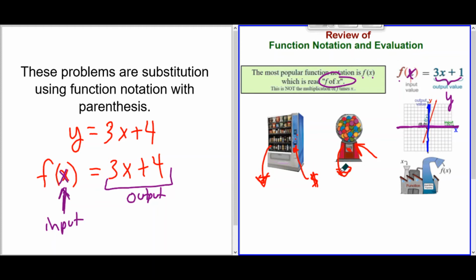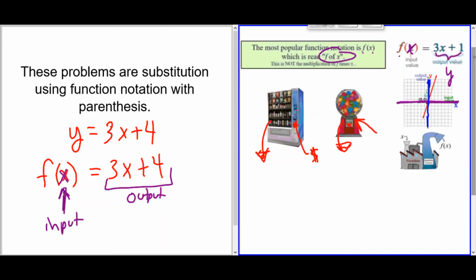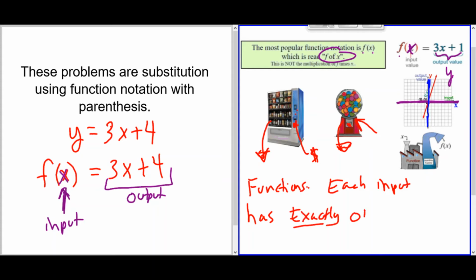Now, typically in both of these machines, you only get one thing out. Like if you put $1 in a vending machine, you should only be getting out one bag of chips, right? Or one thing of pop or whatever you're getting from the vending machine. So that's very similar to how functions work. So for functions, each input has exactly one output.